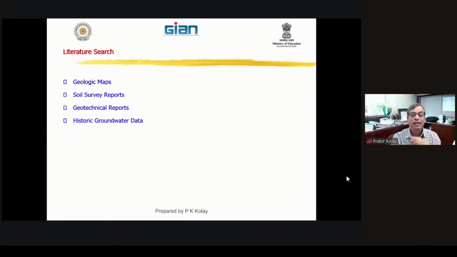And then the soil survey report, geotechnical report, and historic groundwater table data. So also we need to know the fluctuation of the water table and the location of the groundwater table. Because this water table is very important, because for the properties of the soil, you need to use the dry weight, saturated weight, or submerged weight. So the properties of the soil are going to change with water.